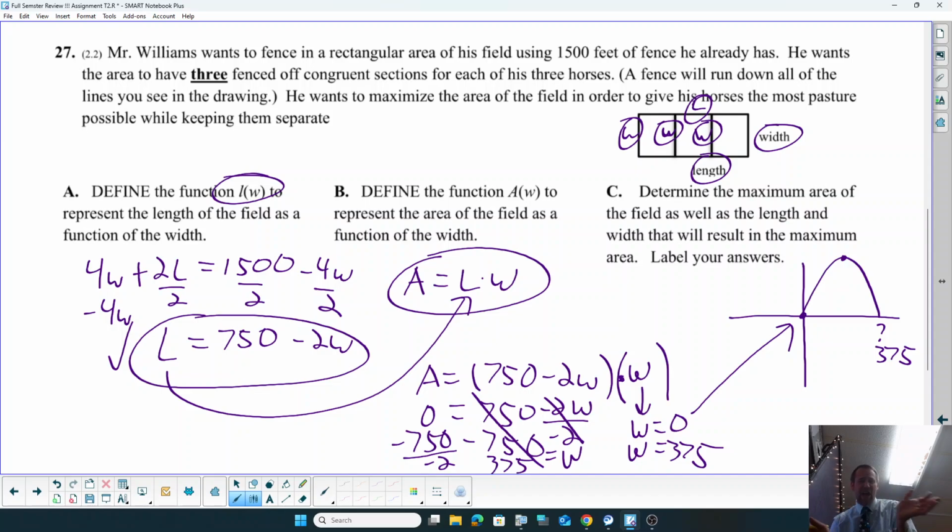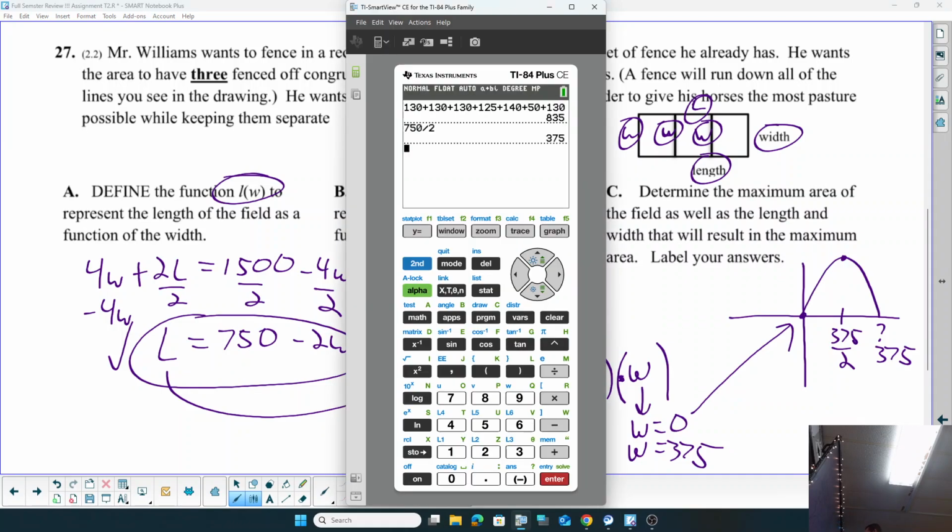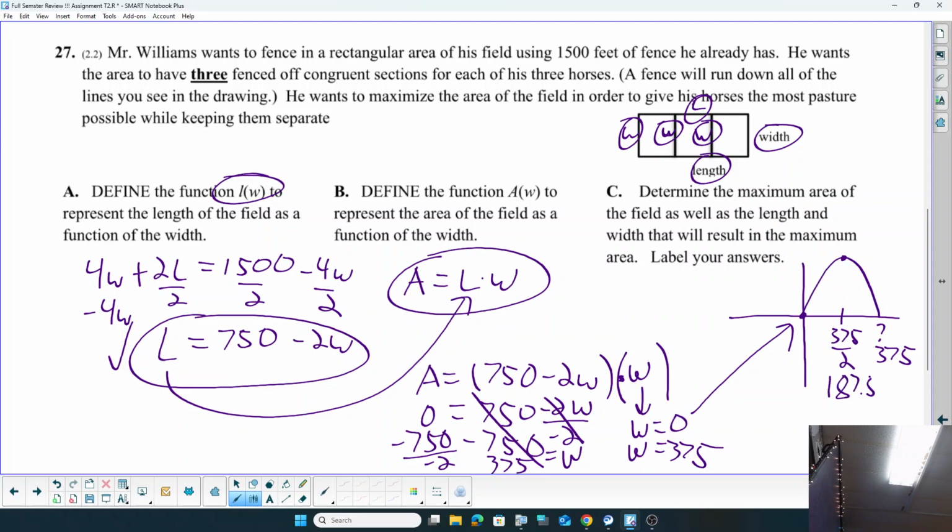At 375, our area is nothing. It's at the x-axis. But as we go halfway, half of 375 at the very top, that's going to be our max width. So we take 375 and divide it in half. 375 divided by 2 is 187.5. So our max width is going to give us the biggest area possible, 187.5.